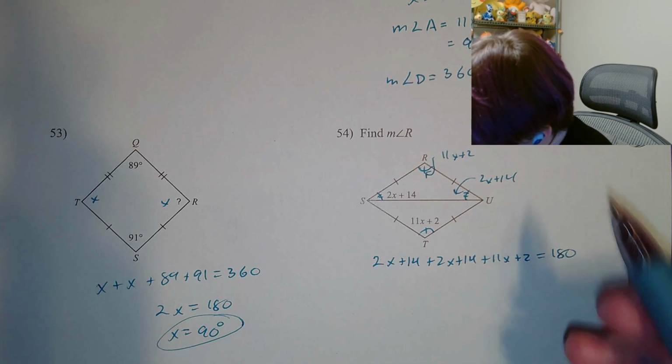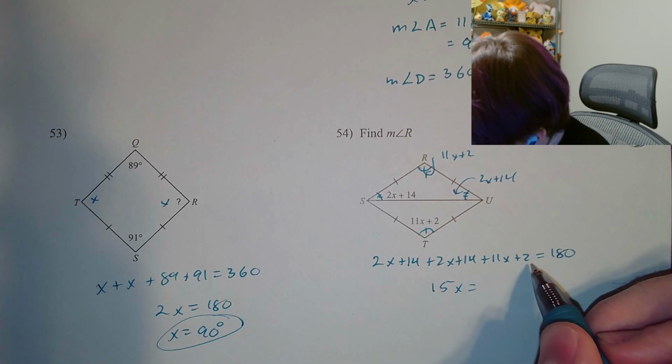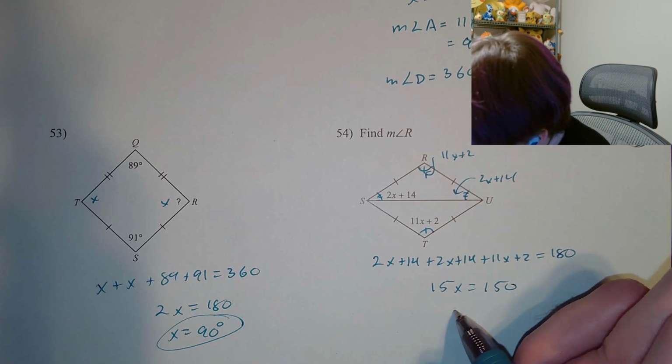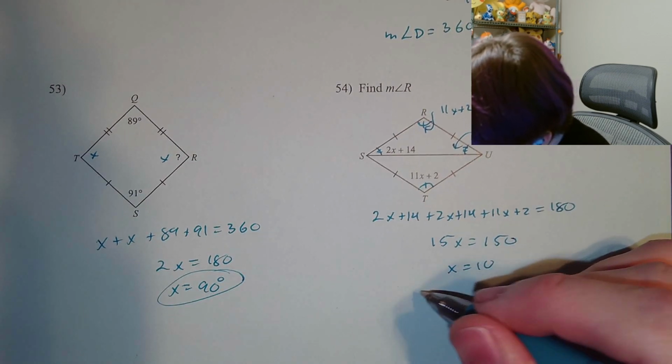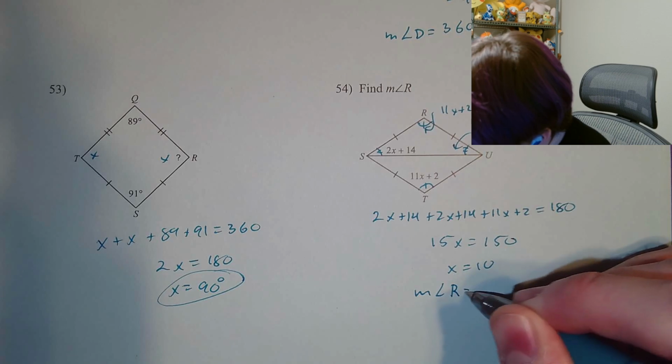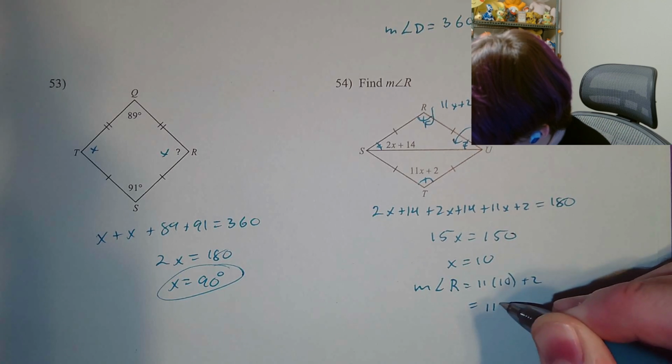2x and 2x and 11x is 15x. 180 minus 14 minus 14 minus 2 is 150. Divide both sides by 15. You're going to get 10. After that, your last step is to figure out the measure of angle R, which is going to be 11 times 10 plus 2, which is in fact 112 degrees.